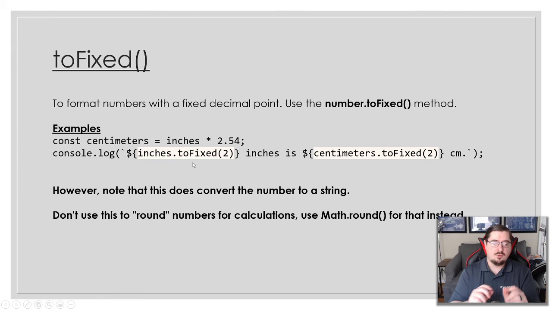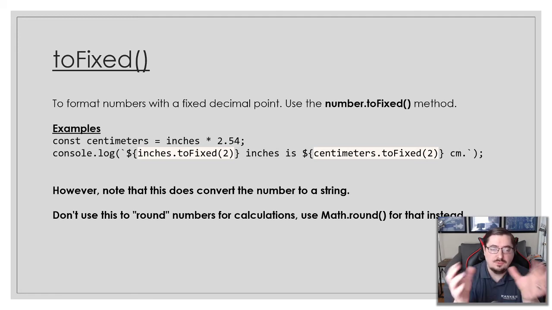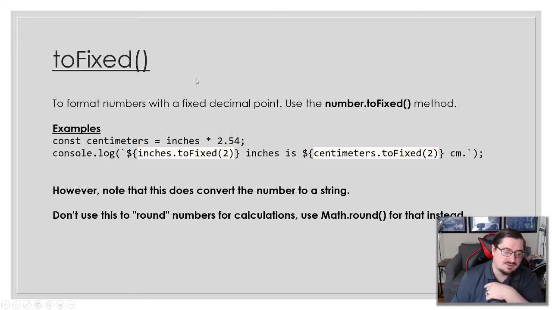Note that when you call toFixed, it does change the value from a number to a string. So remember, toFixed can only be called on numbers. toFixed doesn't exist on strings. So you will get an error if you try to call toFixed on something that's actually a string. You haven't remembered to parse it yet.